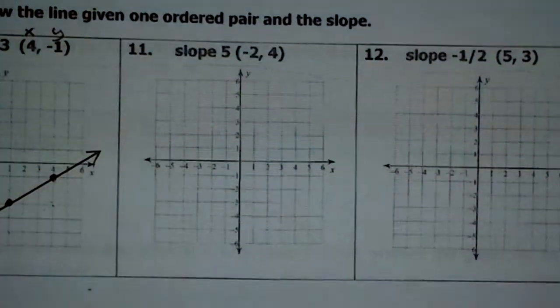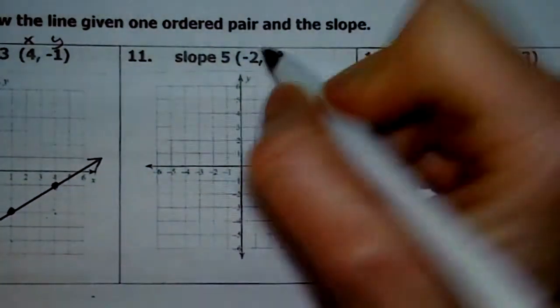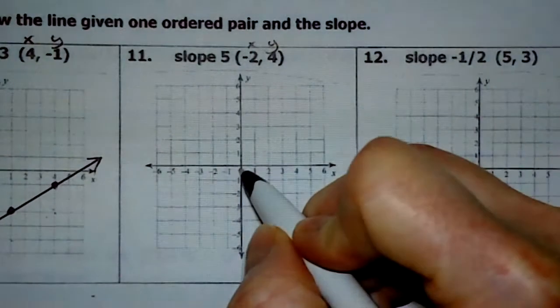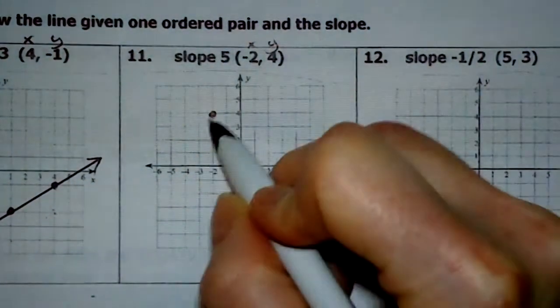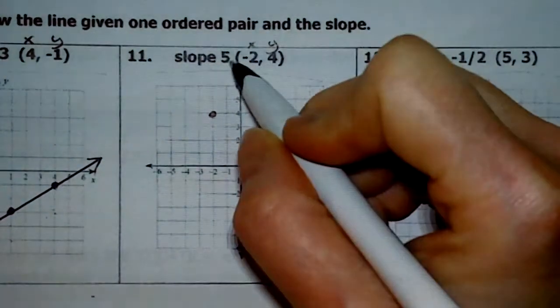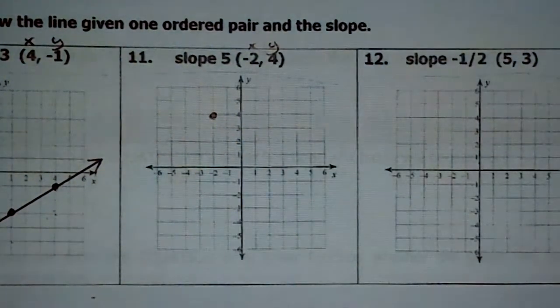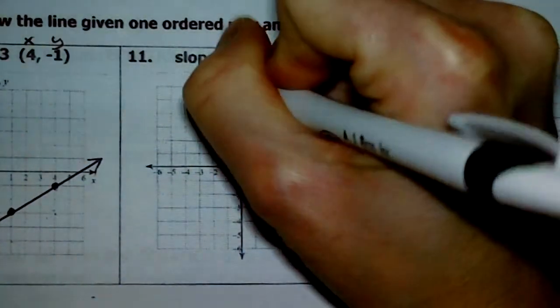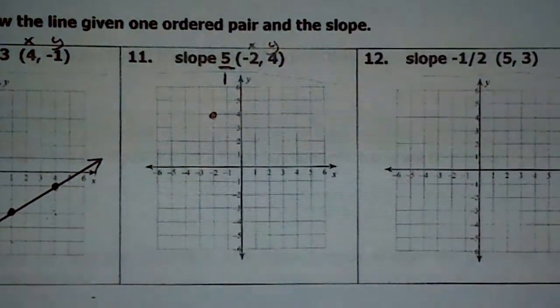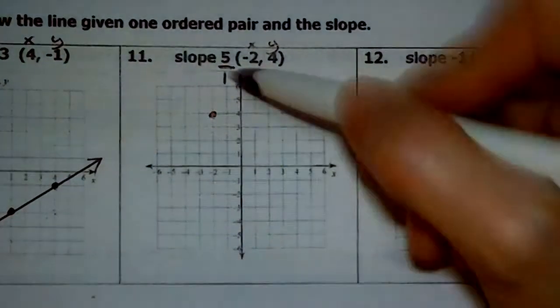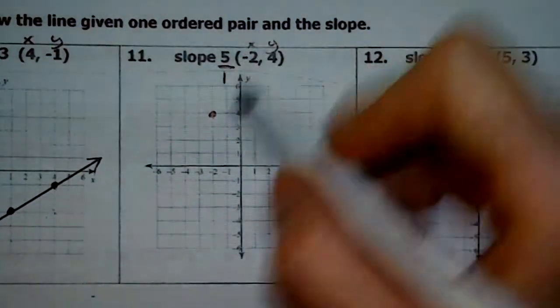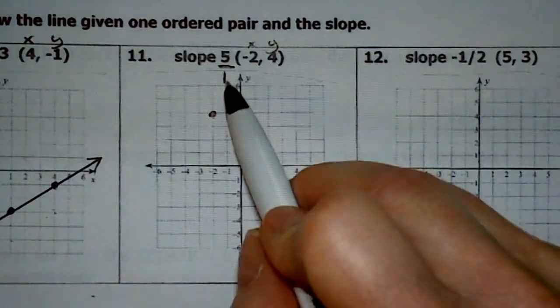Okay, number 11, same kind of thing. We're going to plot this ordered pair too. So that's first. -2 on the x, 4 on the y. This is (-2, 4). If we say our slope is 5, we have the rise, but not the run. You're only given one number. So when you have the rise and you don't have a run, that means you need to put a 1. 5 is equivalent to 5 over 1. Isn't 5 divided by 1 5? Yes. So it's equal. So this means that my rise is 5 and my run is 1.